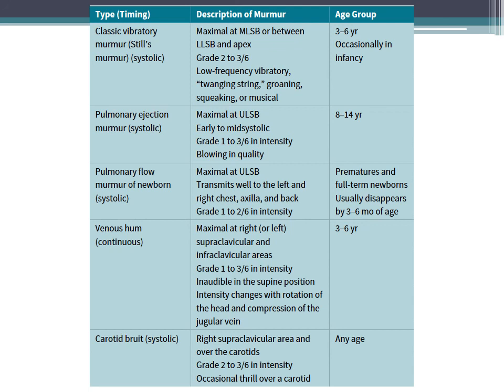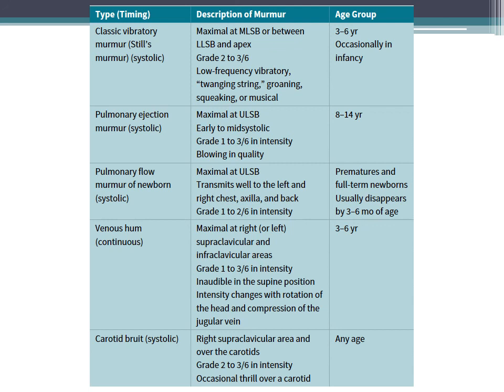The pulmonary flow murmur of the newborn, this is a peripheral branch pulmonary artery stenosis type murmur. Typically it's heard up to really 9 months of age. It shouldn't be heard by around a year of age or later. You can hear it somewhat in the pulmonary area, the upper left sternal border, but it's going to translate prominently to the left or right axilla and back.